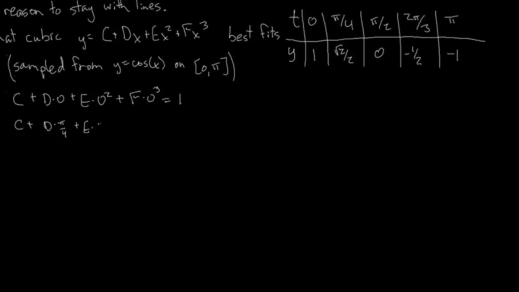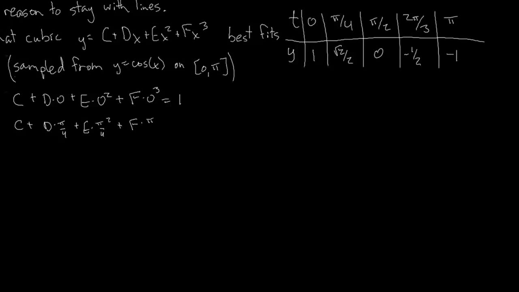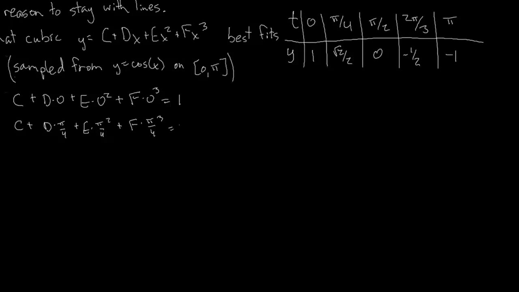If you plug the t values into some arbitrary polynomial, c plus dx plus x squared plus fx cubed, then I'm writing down here the equations that you would get. Plug in 0, and you're supposed to get 1. Plug in pi over 4, and you're supposed to get root 2 over 2. And eventually, plug in pi, and you're supposed to get minus 1.